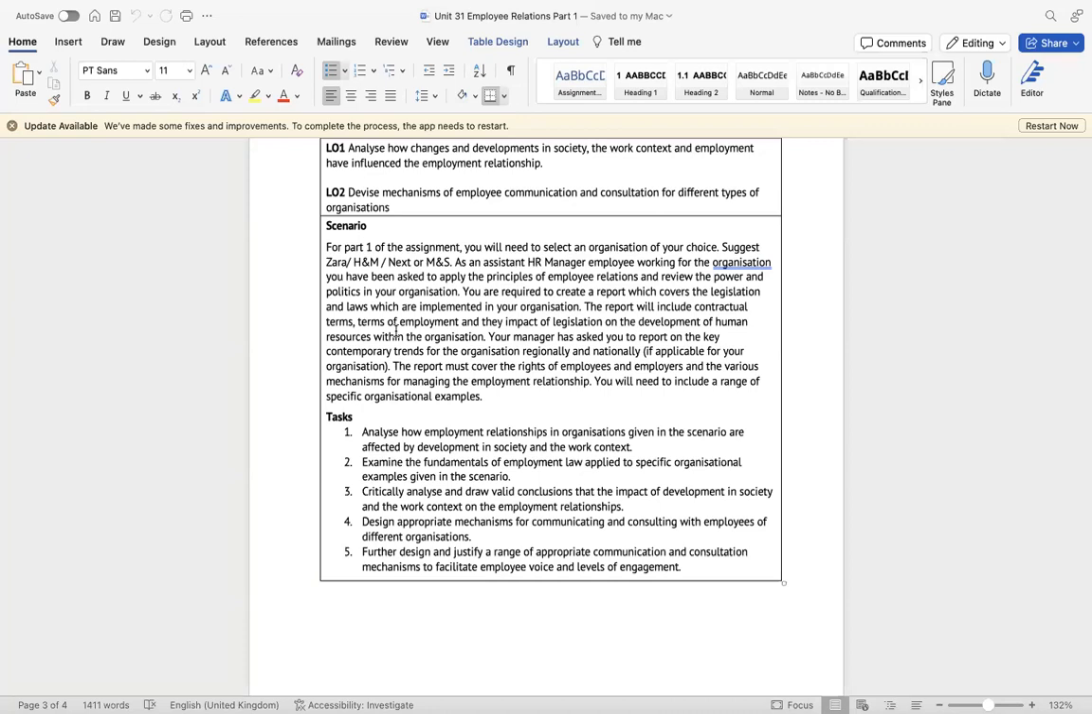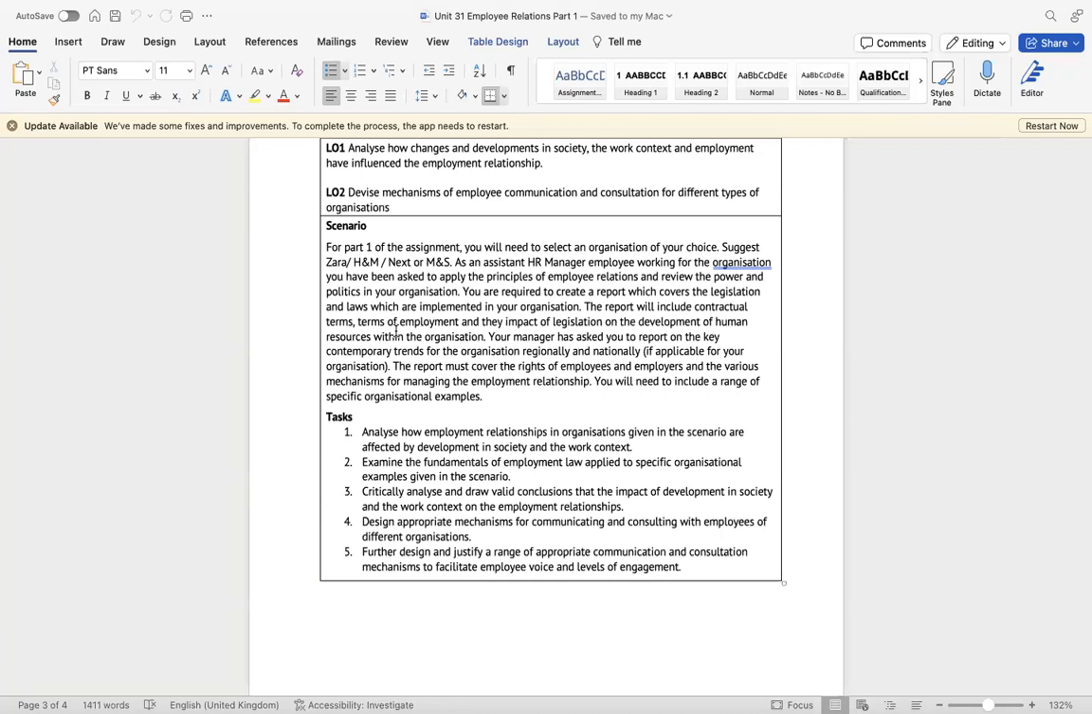So the report has to include contractual terms, terms of employment, and the impact of resignation on the development of human resources within the organization. So we mentioned, what does HR cover, right? It takes care of all of the employment law, you have a contract in place, you have terms of employment. So your report has to include all of that, and also include the impact of putting these different laws into place, how it helps to manage people, and how it's beneficial for human resources within the organization.